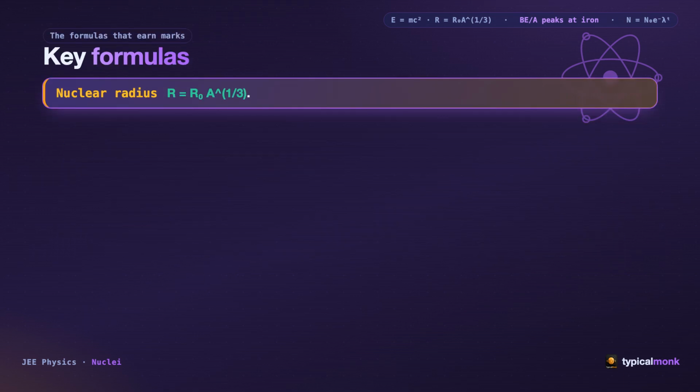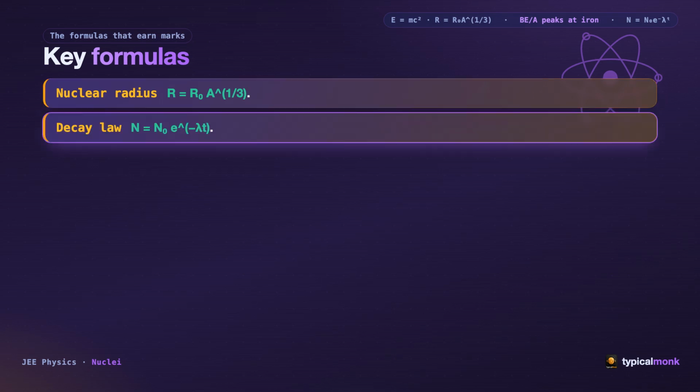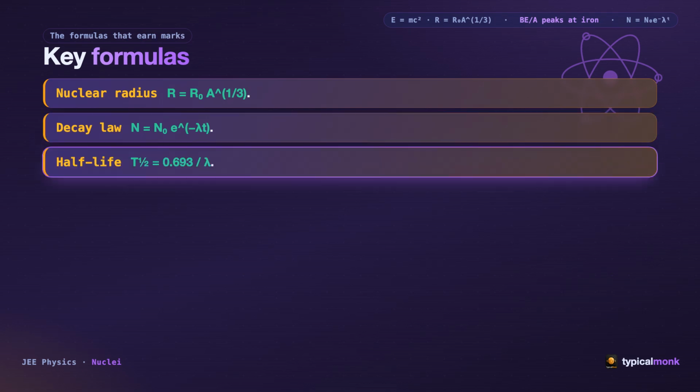Now the formulas that earn marks. Nuclear radius, R equals R0 times A to the 1/3. Decay law, N equals N0 e to the minus lambda t. Half-life equals 0.693 over lambda.